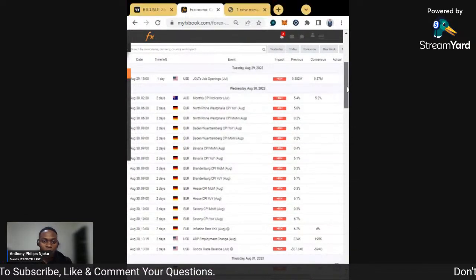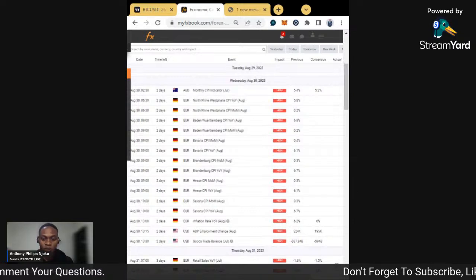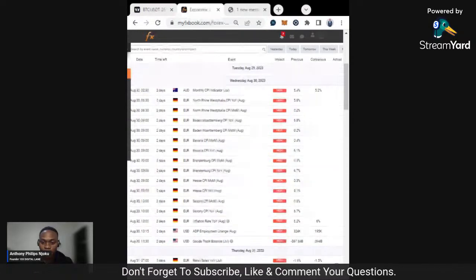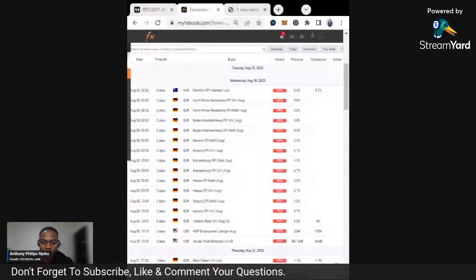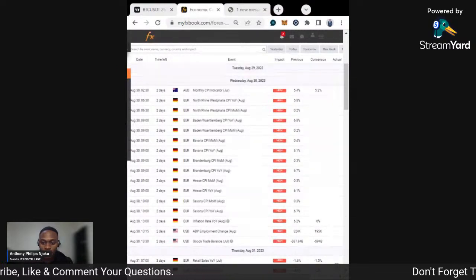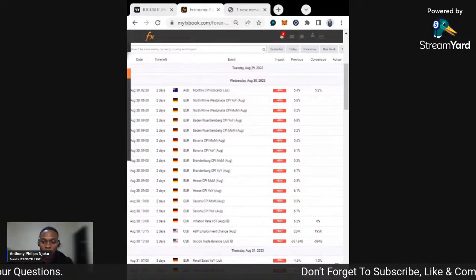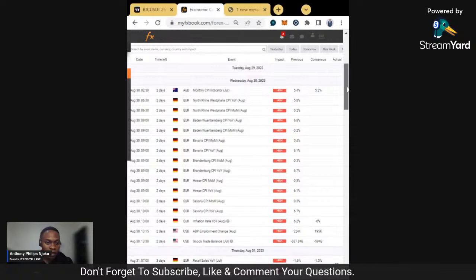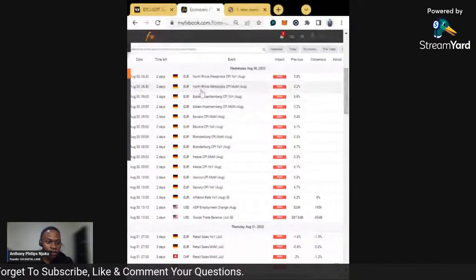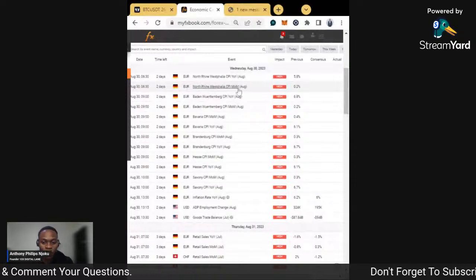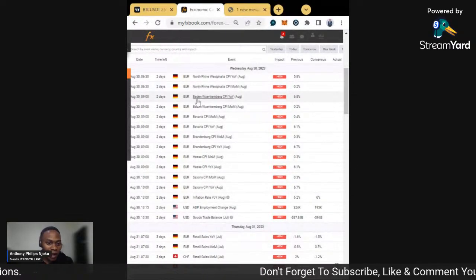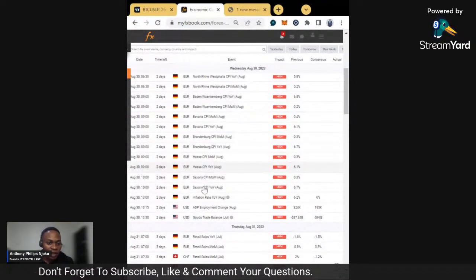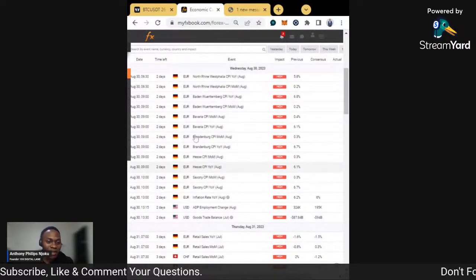Okay, so to round up the week, we have London session on Wednesday. That is the North Rhine-Westphalia CPI month over month. Then we have Baden-Württemberg CPI year over year. That's for London session. So a lot of high impact news and CPI related on Wednesday.